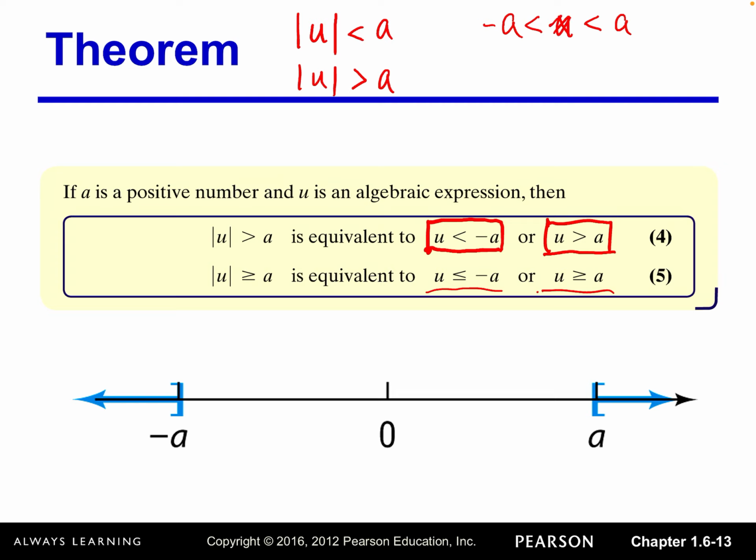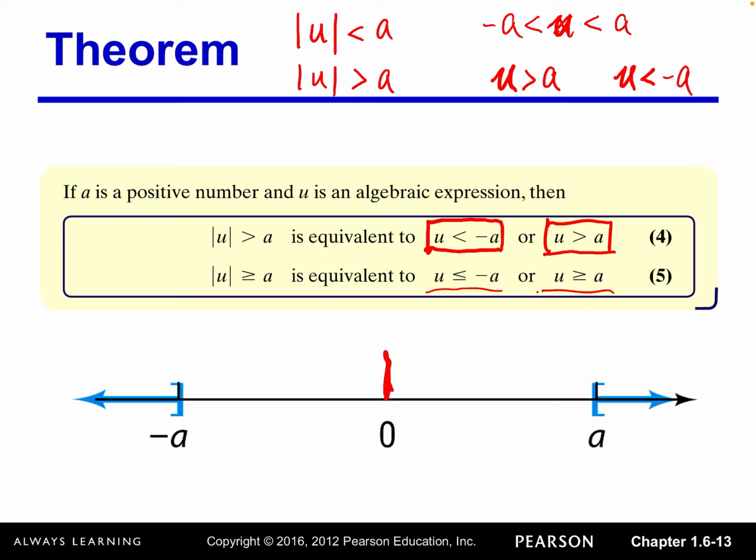I'm sorry, I should use U, not X, to be consistent. So U should be either greater than positive of that number. If we consider U the positive case, U must be located on the right hand side of A. If U is the negative case, then U must be less than negative of that number. So the distance away from 0 is more than that boundary number, which is A. Does that make sense to you?